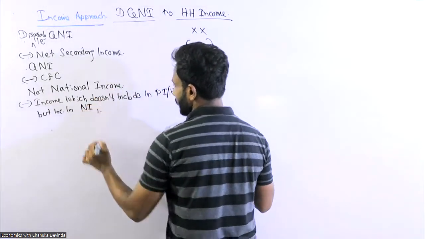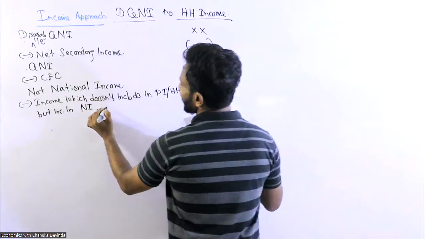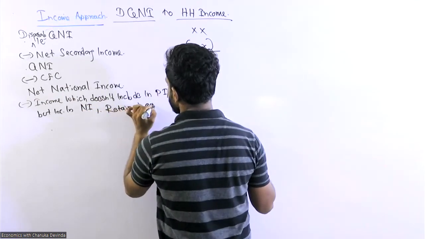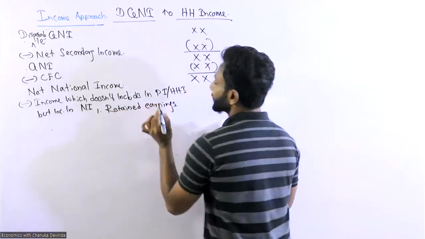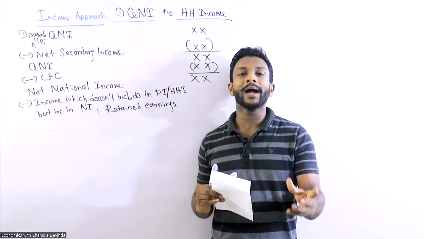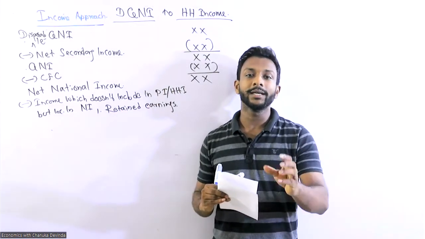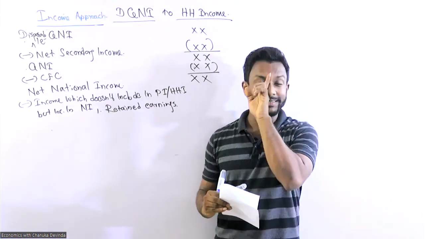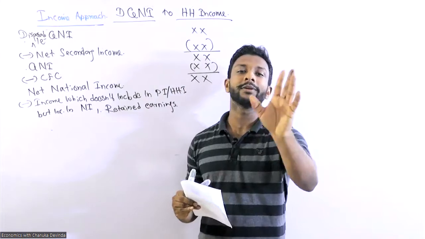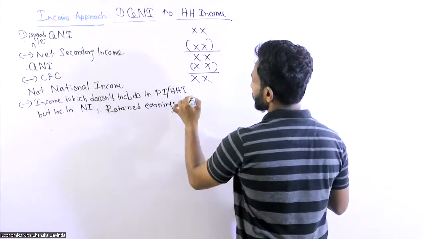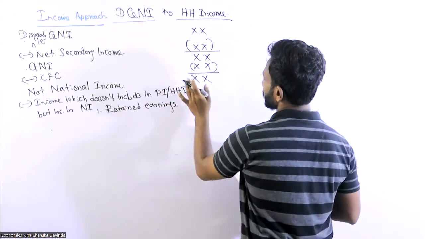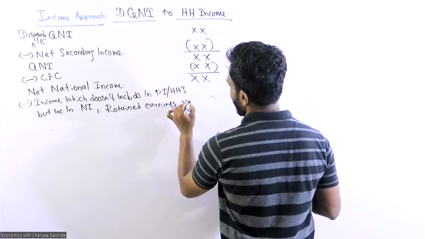First one. What is the first one? Retained earnings. We have to remove retained earnings because retained earnings are not received by the household. They are retained, they are held in the corporate sector. That means companies will retain them. So here retained earnings need to be removed. We'll remove all at last, right?